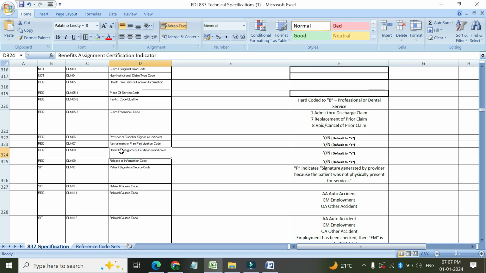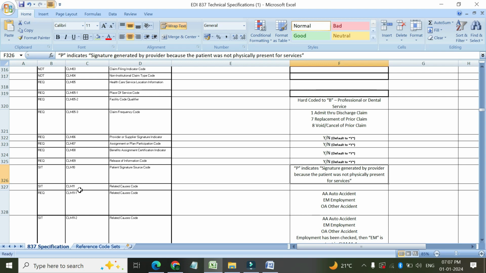Benefits assignment certification indicator is also default to Y. Release of information code again Y. Patient signature code P. P indicates signature generated by provider because the patient was not physically present for the service.